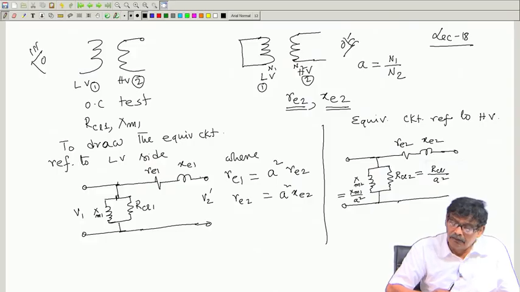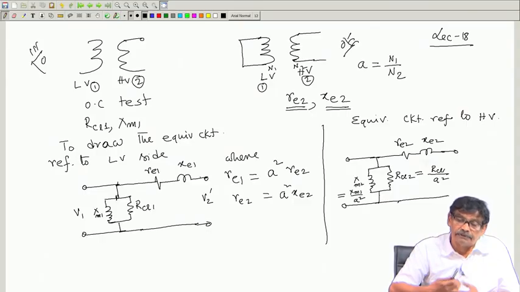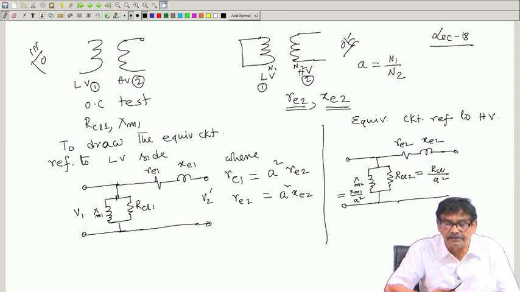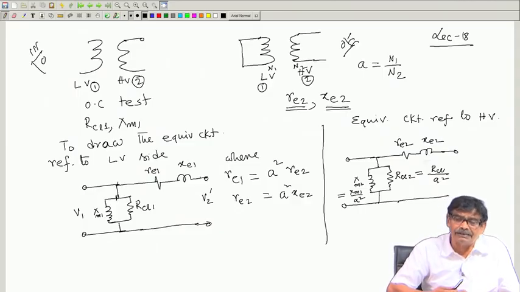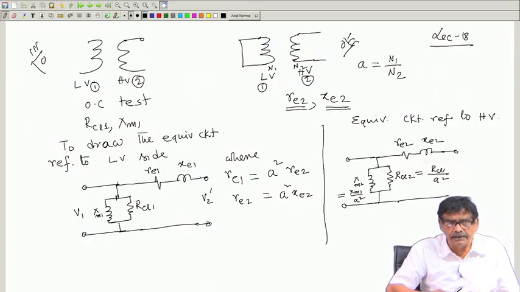Now, I will tell you why people say that generally you carry out the open circuit test from the LV side and short circuit test from the HV side. The reason is rather more practical than saying that it cannot be done.